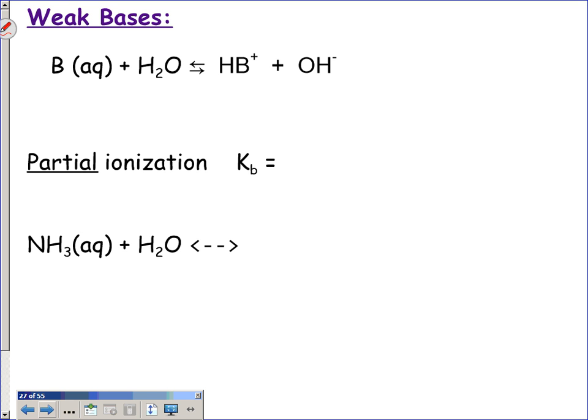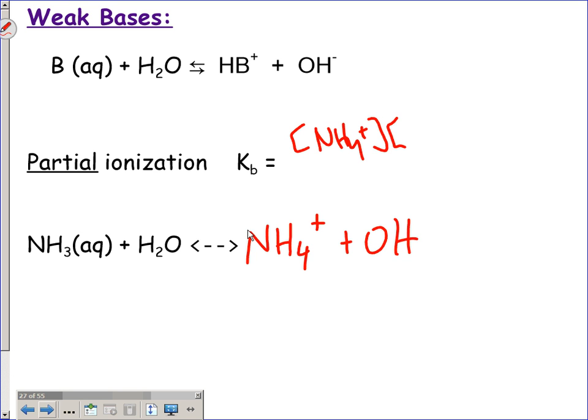What would this make? Be loud and proud. That'd be great. Ammonium and hydroxide. What's the Kb expression for that? The whole shebang. Concentration of ammonium times concentration of hydroxide over concentration of ammonia. Do you include water? No, pure liquid.